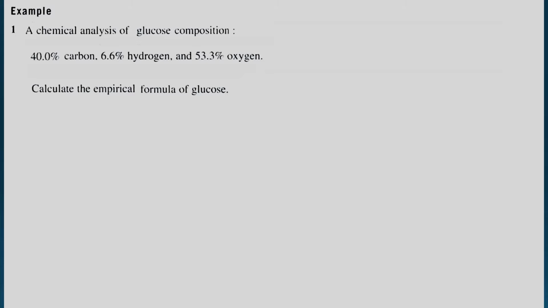Now let's talk about an example. How do we calculate to work out the empirical formula? Let's read the question. A chemical analysis of glucose composition: 40% carbon, 6.6% hydrogen, 53.3% oxygen. Calculate the empirical formula of glucose. Now let's start. They say C is 40%, H 6.6%, O 53.3%. It means by mass, if this is 100 gram, C is going to be 40 gram, H is 6.6 gram, O is 53.3 gram. That's what it means.